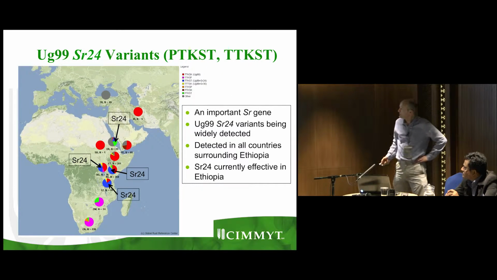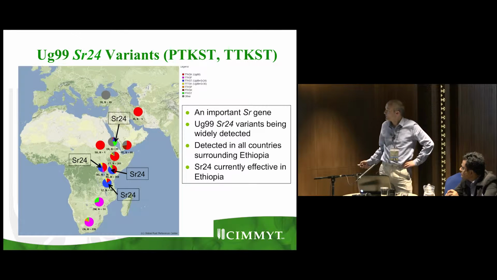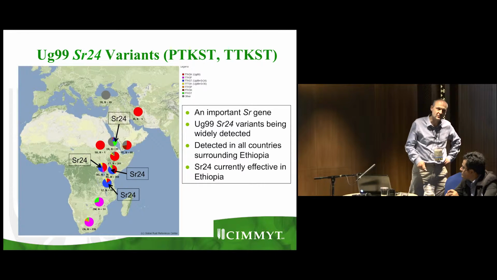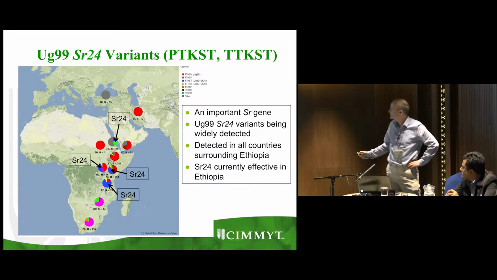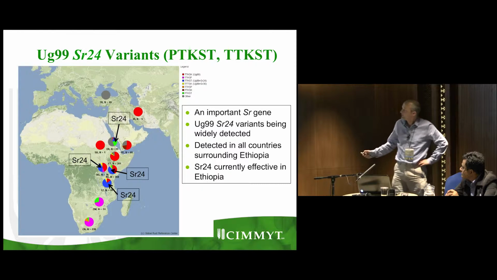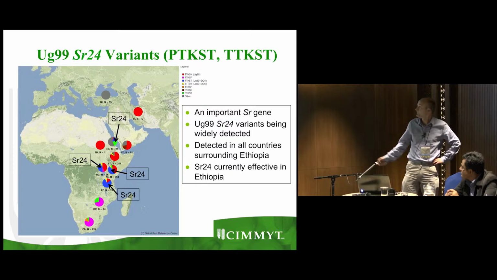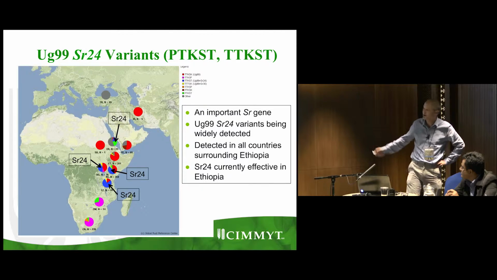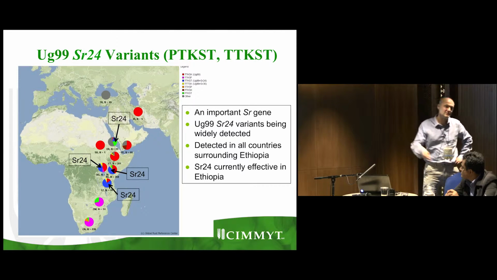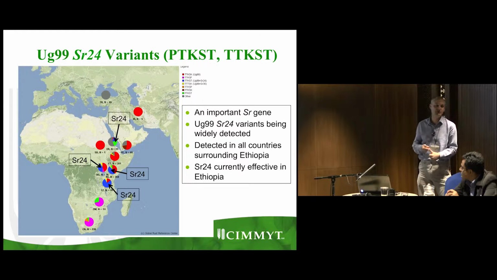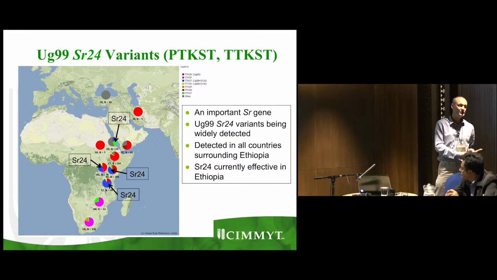So, let's start off with, within the UG99 race group, we've got two variants that are virulent on this gene SR24. Yeah? So when you see the T at the end, that means they've not only got virulence on 31, but they've also got virulence on 24. Yeah?